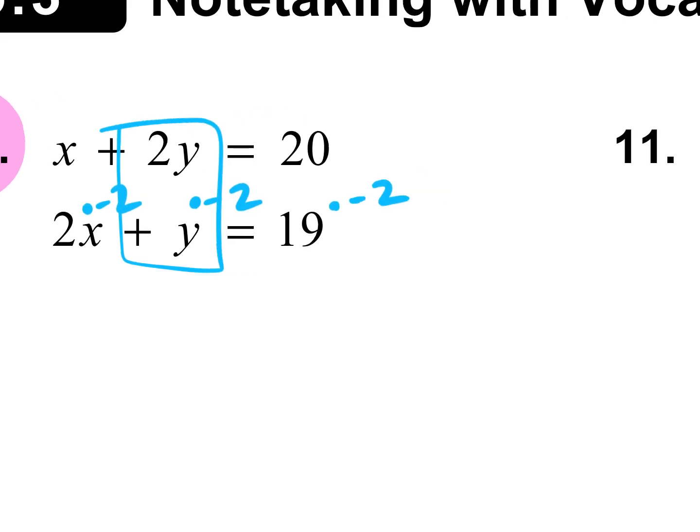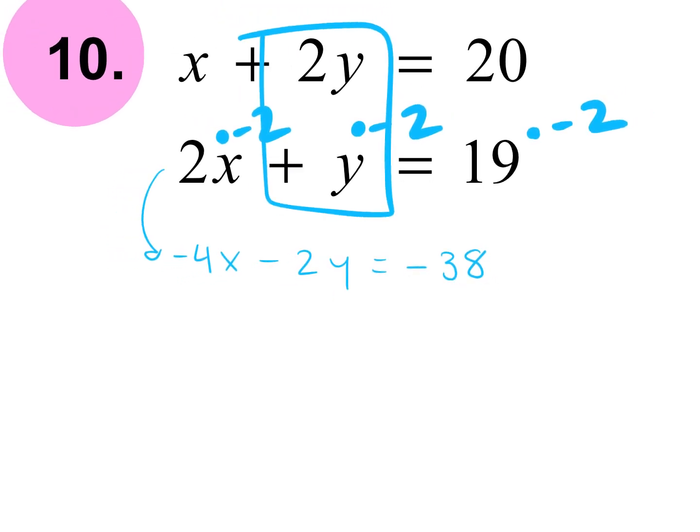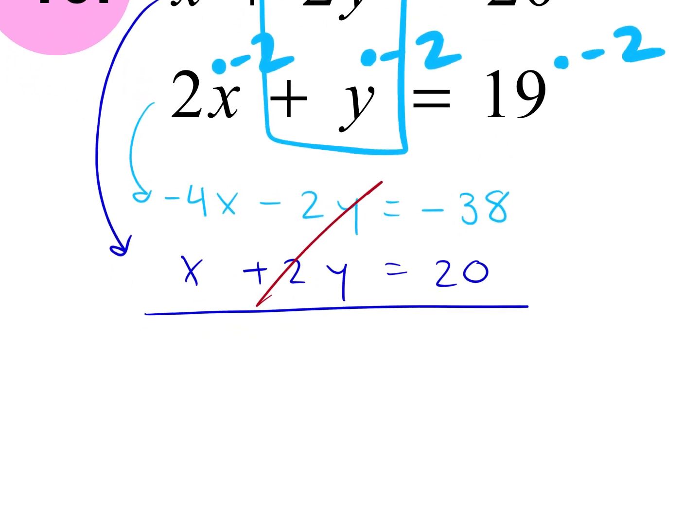So my new second equation, I'm going to write it down here, would be negative 4x minus 2y is equal to, what's 19 times negative 2? Negative 38. I'm going to rewrite my first equation right below it just so we can see. So I have x plus 2y is equal to 20. Do my y's cancel out now? Yes. So y's cancel. So let's combine our like terms.